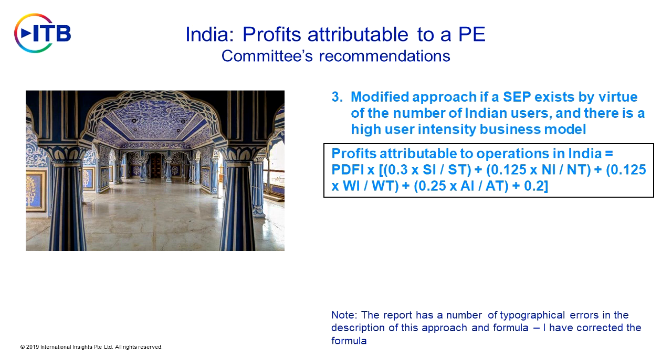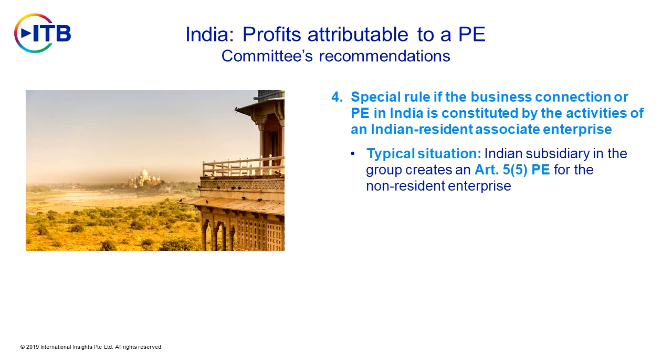However, note that the weighting for sales remains unchanged at 0.3. And I've called the fourth approach special rule if the business connection or PE in India is constituted by the activities of an Indian resident associate enterprise. A typical situation where this would occur is where an Indian subsidiary in the group creates an Article 5.5 agency PE for the non-resident enterprise.